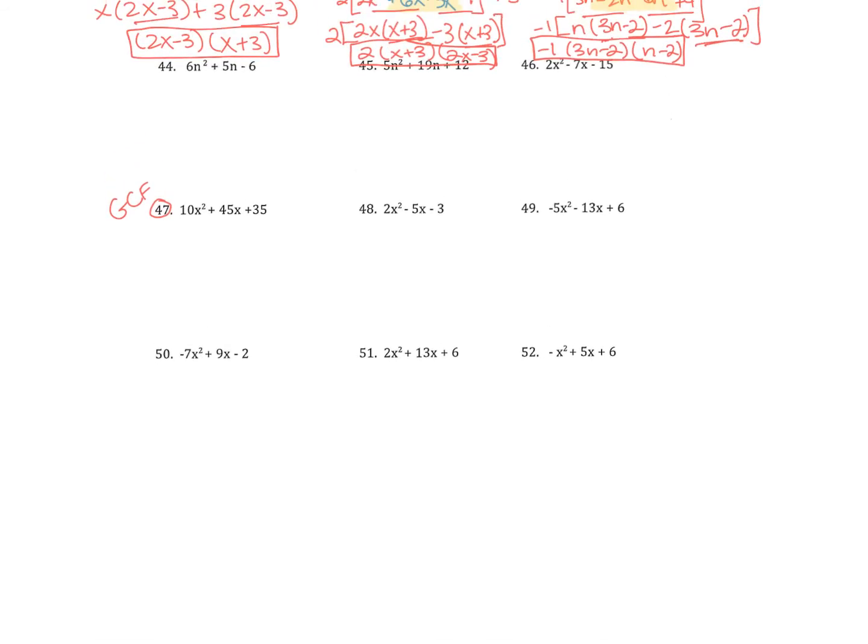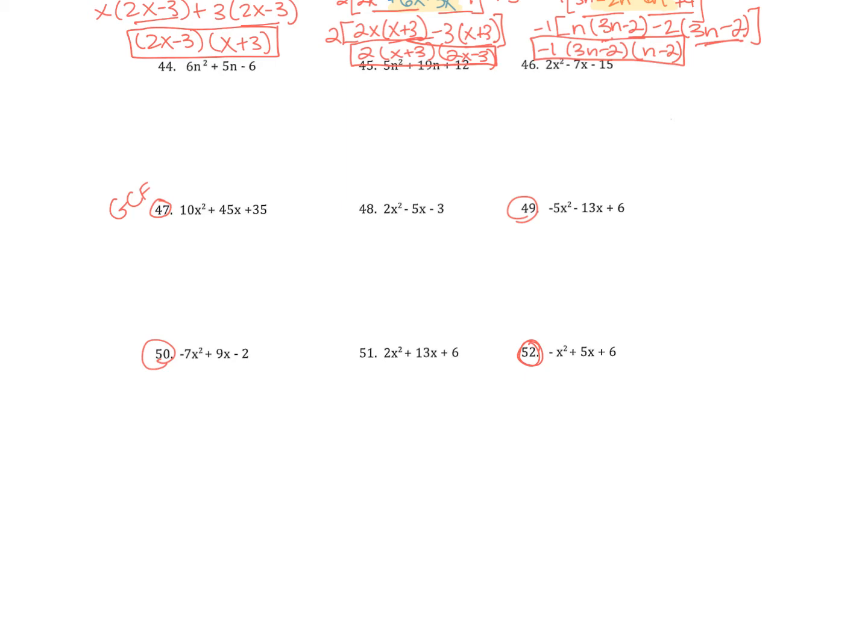Let me move down the page. I recommend on 49 and also on 50 to factor out that -1 because the math again gets easier. And there's no trick to 52, but there is something I want you to notice. So why don't we take a quick look at 52 together?